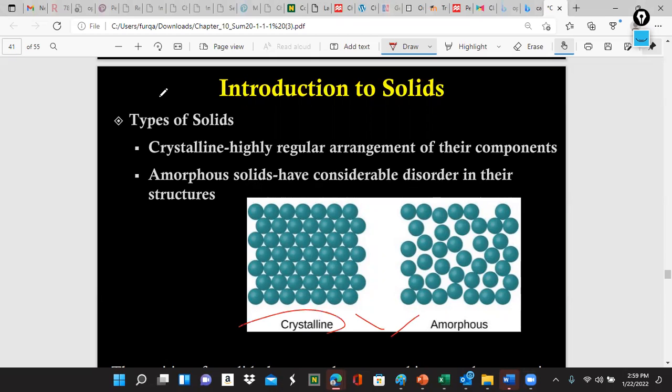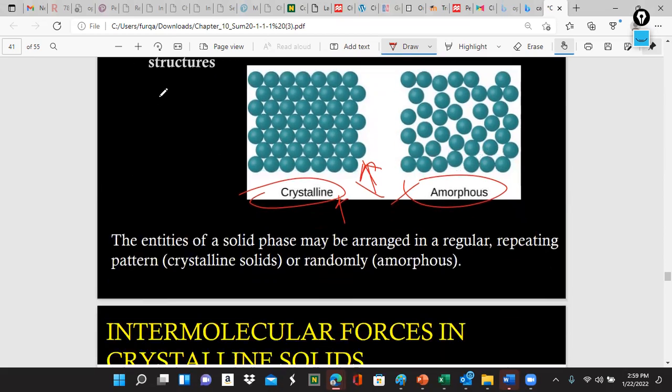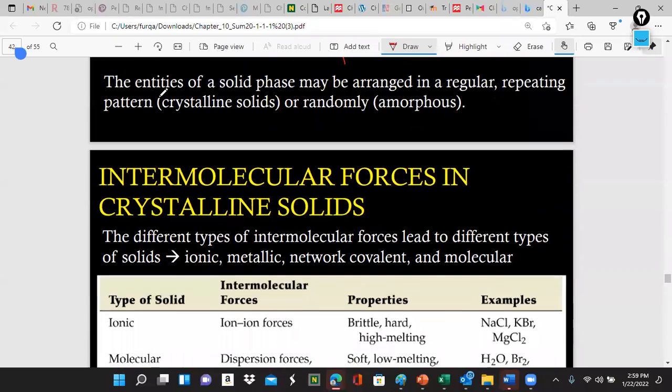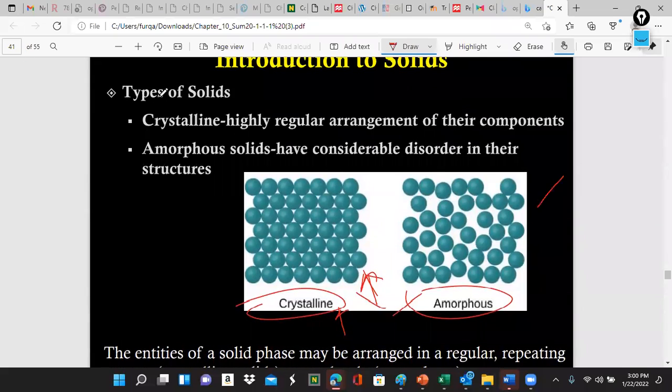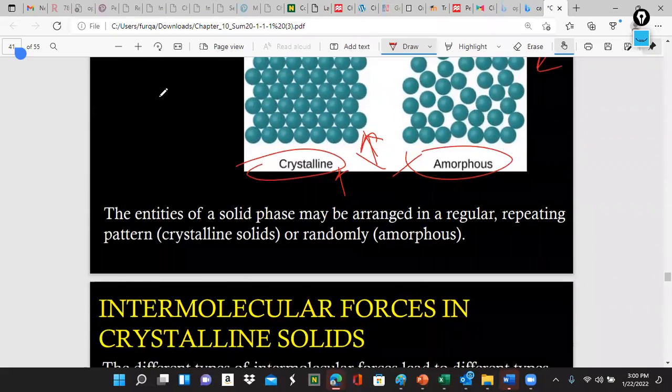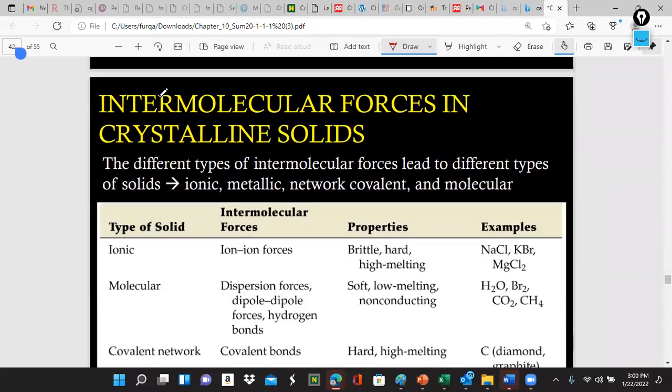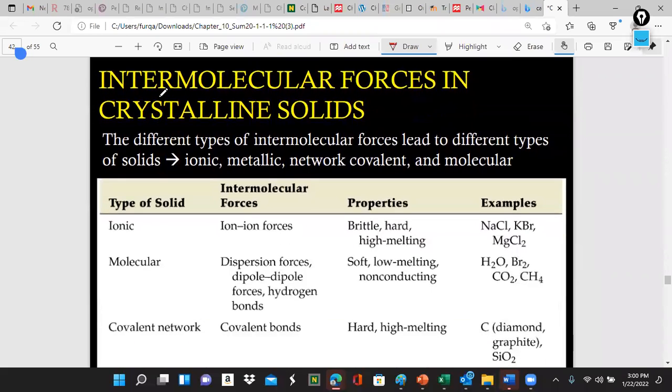Okay, so diamonds are crystalline, glass is amorphous. Both have different values, right? So see how repetitive the sequence is and how well arranged it is in the crystalline state. So intermolecular forces play their role in what kind of crystalline structure is going to be formed in solids. So types of solid, there are definitely different types of solid.